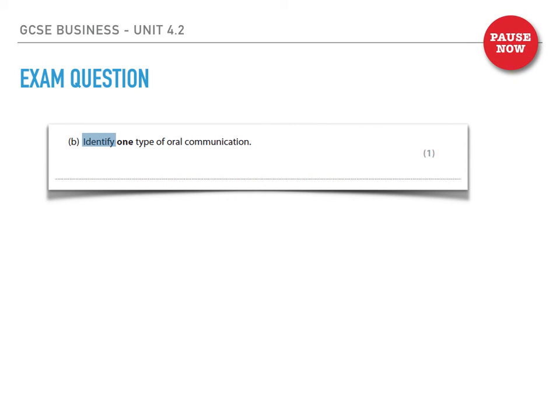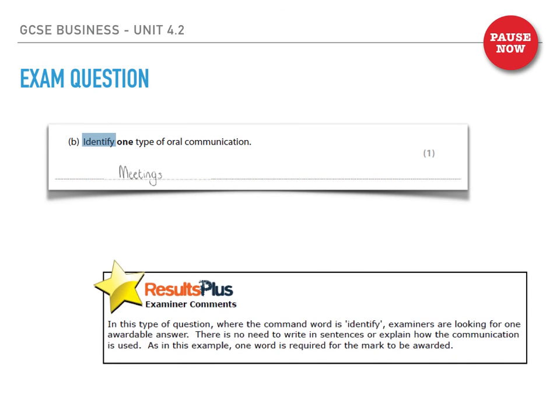Hopefully, you managed to get a right answer. This student clearly did. Now look at the examiner's comment. They point out, and hopefully you did this, that as an identifier question, there's no need for sentences. One word is often enough. This is important and will help to make sure that you don't waste time in the exam.